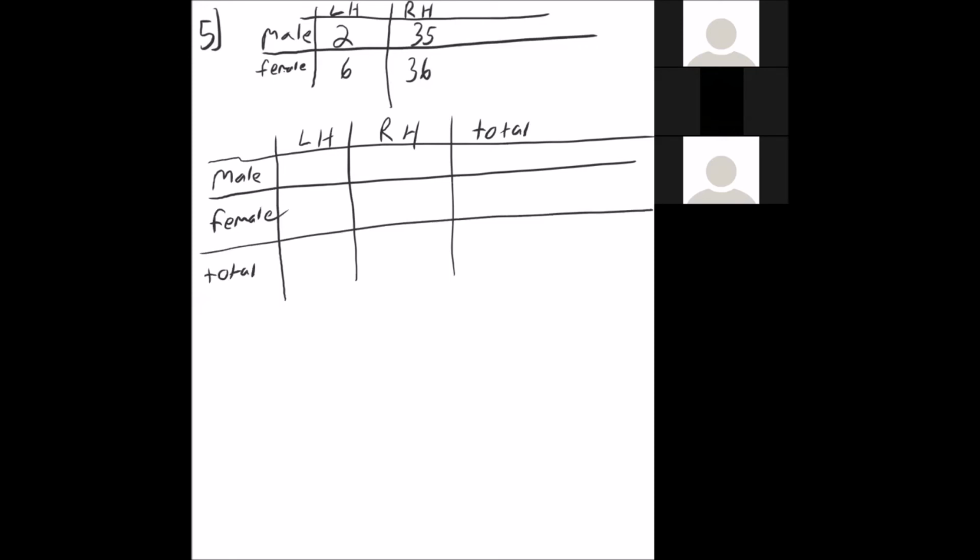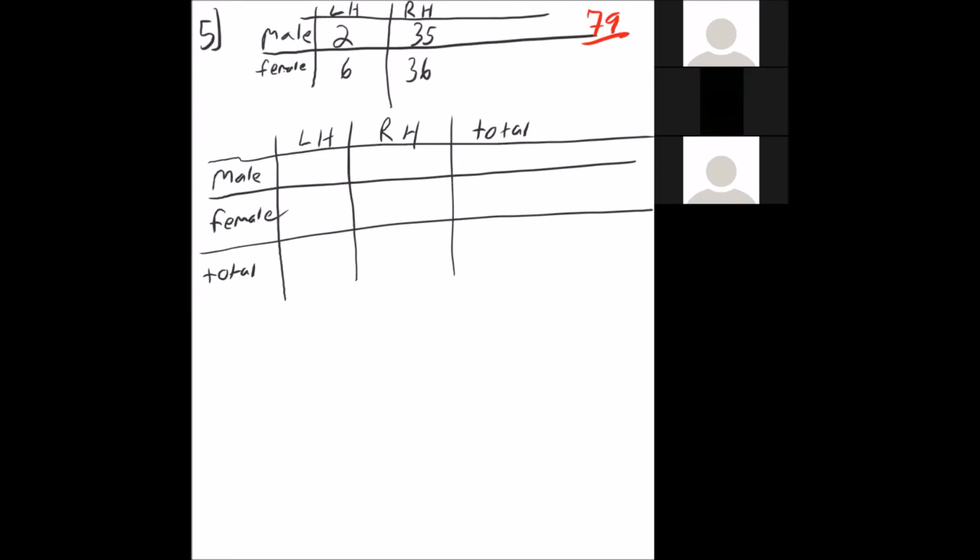All right, so the first thing you need to do is figure out how many people were surveyed. So you're going to add all these numbers up, the 2, the 35, the 6, and the 36 together. That will tell me how many people were surveyed or asked this question. So if you do that, you get that there were 79 people asked.